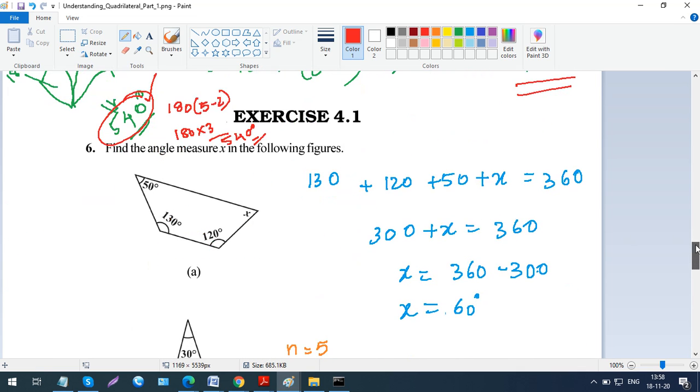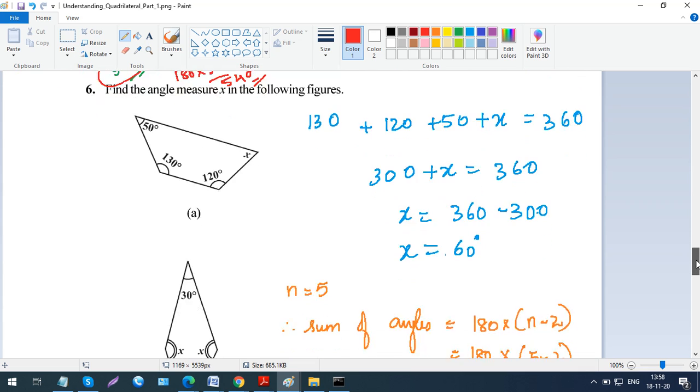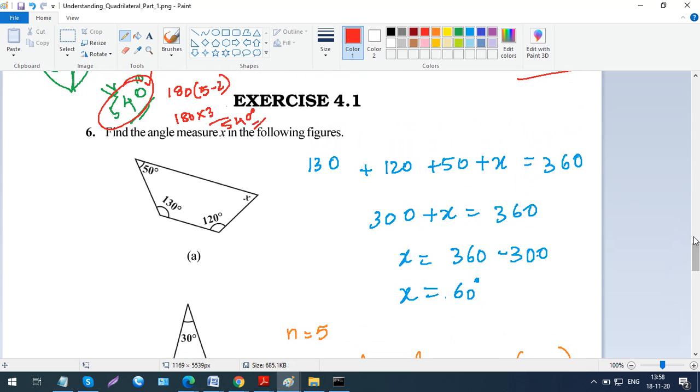Now come to exercise 4.1. We are just going to randomly pick a few problems and solve them, and then in your geometry classwork, you are going to complete this exercise 4.1. Okay, so find the angle measure x in the following figure. So you have to find this.